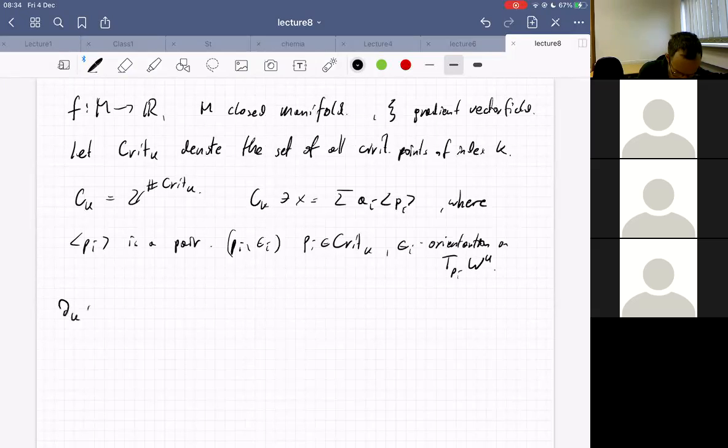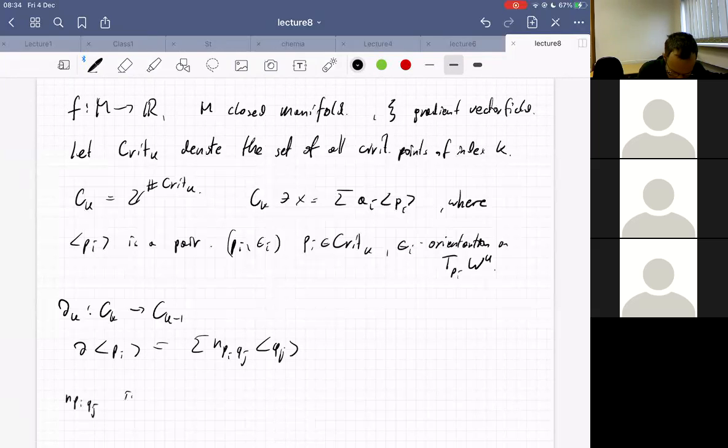And then with this choice of orientation, we have the map d_k going from C_k to C_{k-1}, given by the class of p_i being mapped to the sum of n(p_i, q_j) q_j, where n(p_i, q_j) is a signed count of trajectories.